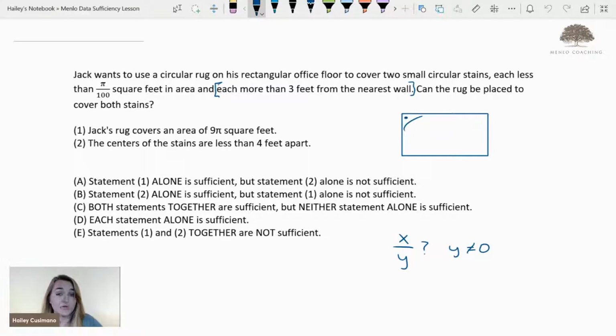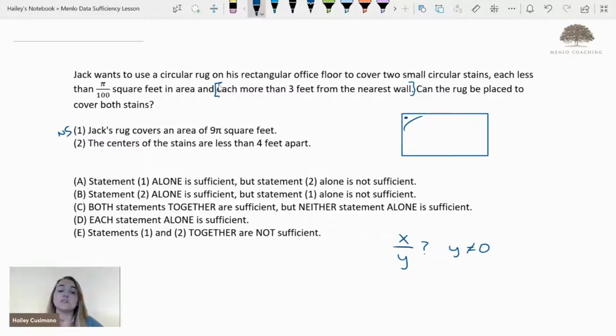Well, we need to know the size of the rug, and we'd need to know how far apart those stains are. Essentially, the question is asking us, is the rug large enough to cover the two stains and the space between them? Now, pretty quickly, everyone who responded in the chat recognized that neither of these statements independently were going to have a chance of answering our question, right? Just knowing the size of the rug is not particularly helpful to us because it doesn't give us any context about how far away the stains are. They could be an inch away from one another or a mile away from one another because, again, we don't know anything about the size of the room.